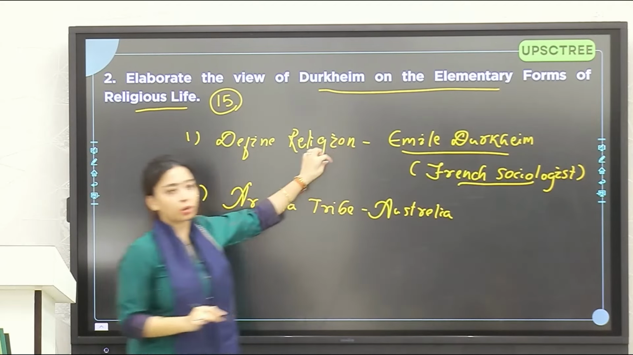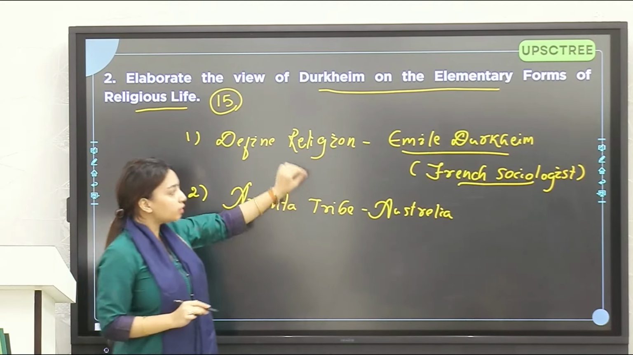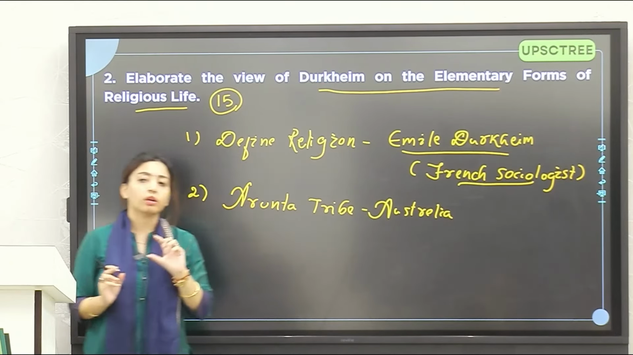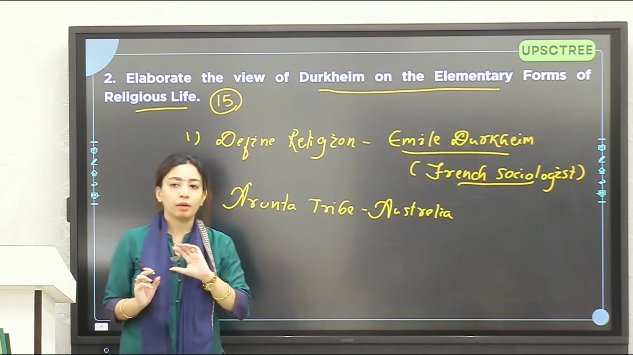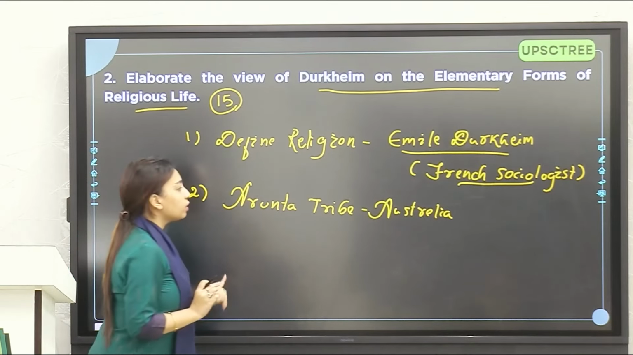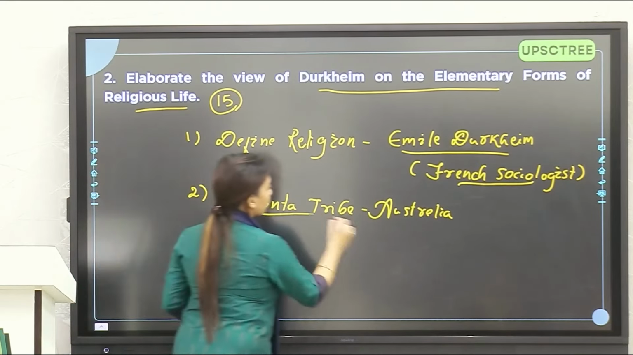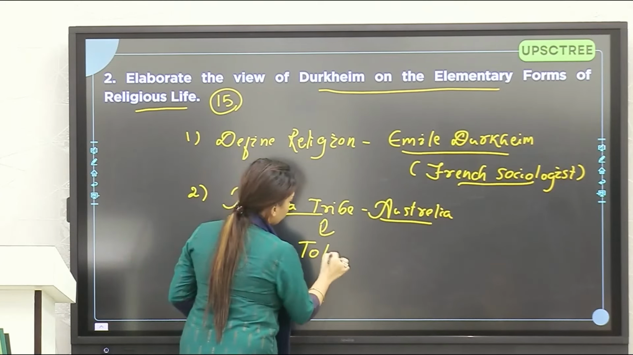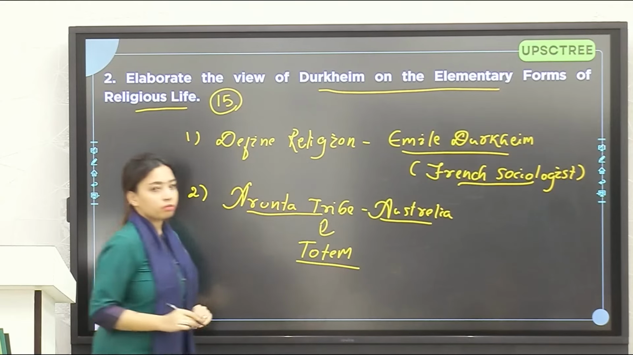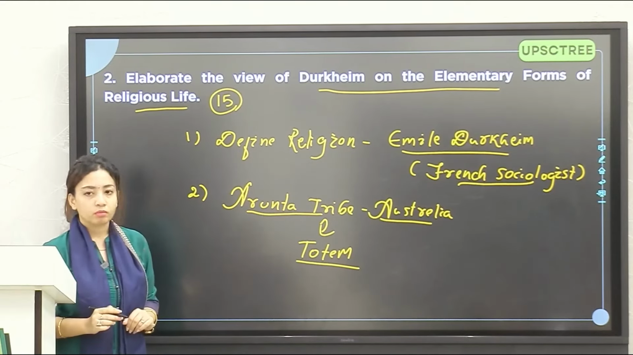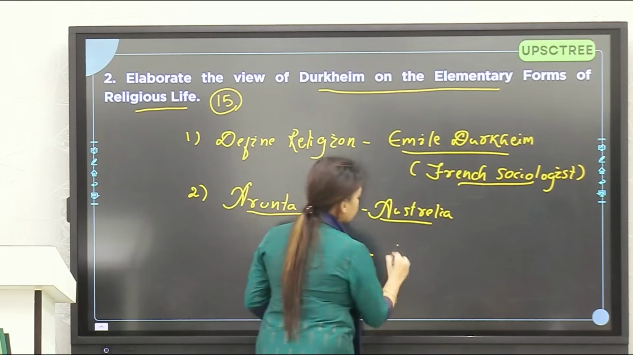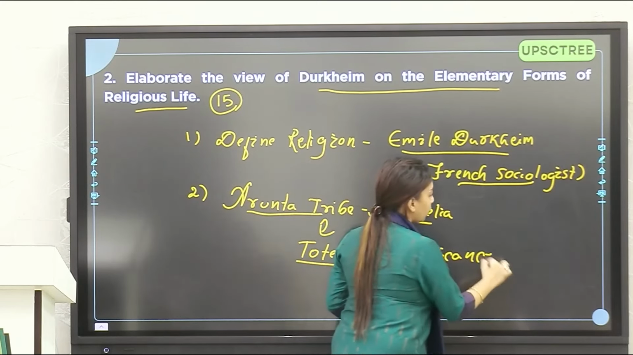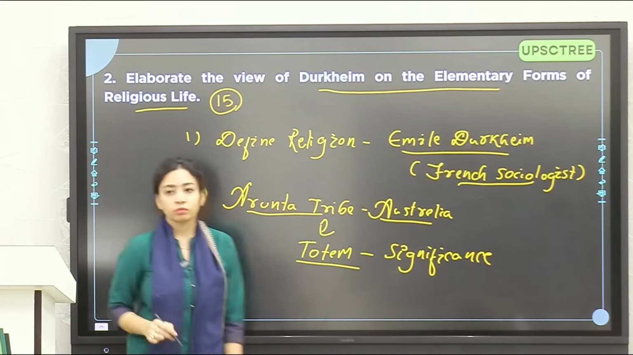Firstly, you can shortly define what is religion, and the exact definition should be the one given by Emile Durkheim, okay? The next para, you can shortly discuss the contributions of Emile Durkheim. Then you can talk about the study of the Arunta tribe across Australia. Also, you can talk about totem. What is totem? Then you will establish the significance or importance of totem. So what was that?